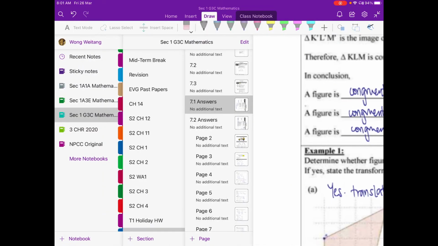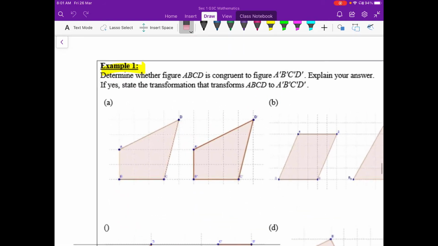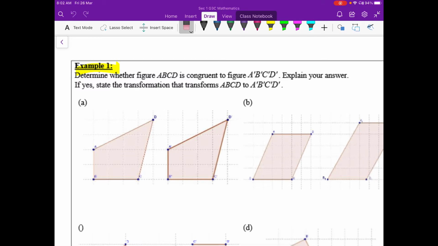Okay, so now back to the empty set of notes. Determine whether the figure A, B, C, D is congruent to A prime, B prime, C prime, D prime. Also, if they are congruent, then state the transformation. Yes, they have the same shape and the same size. So yes, translation. How many units? 1, 2, 3, 4, 5. 5 units to the right.